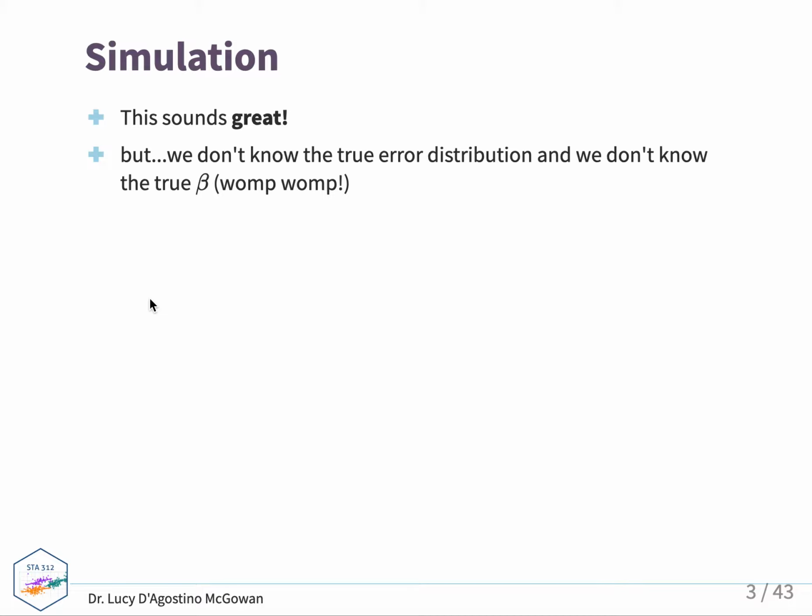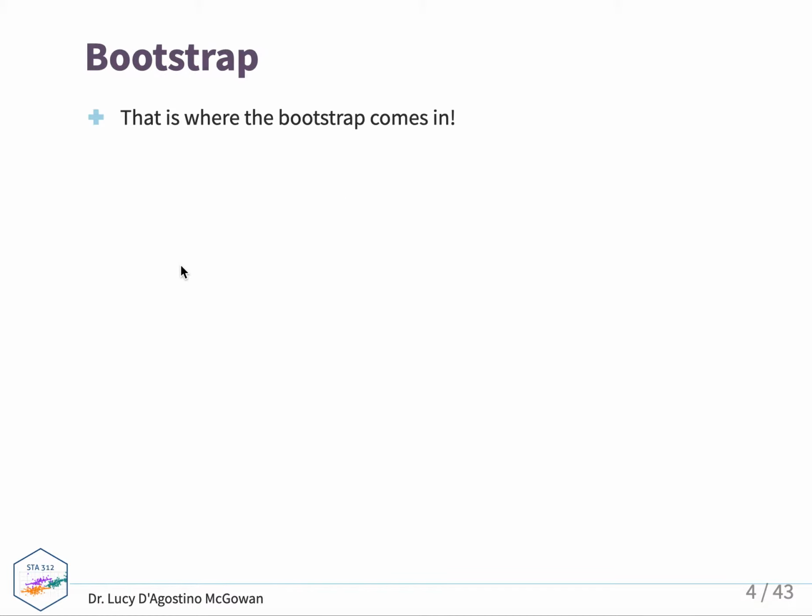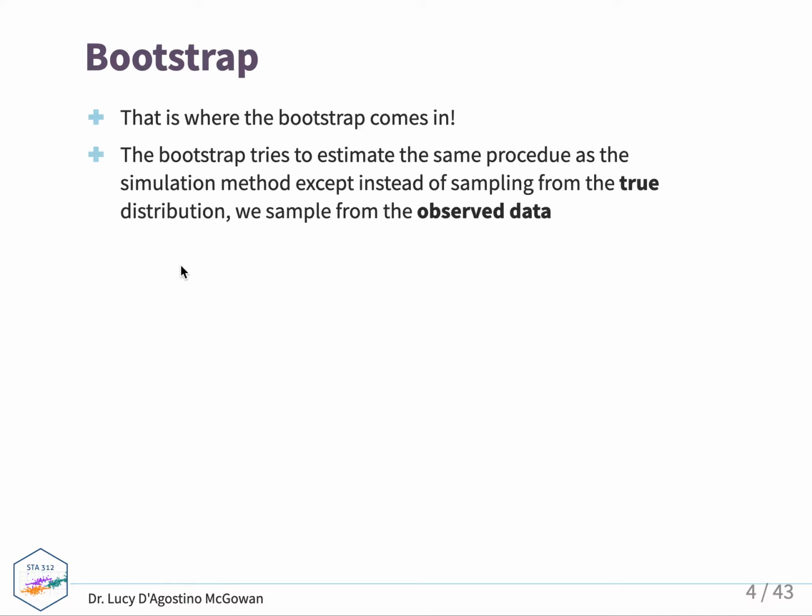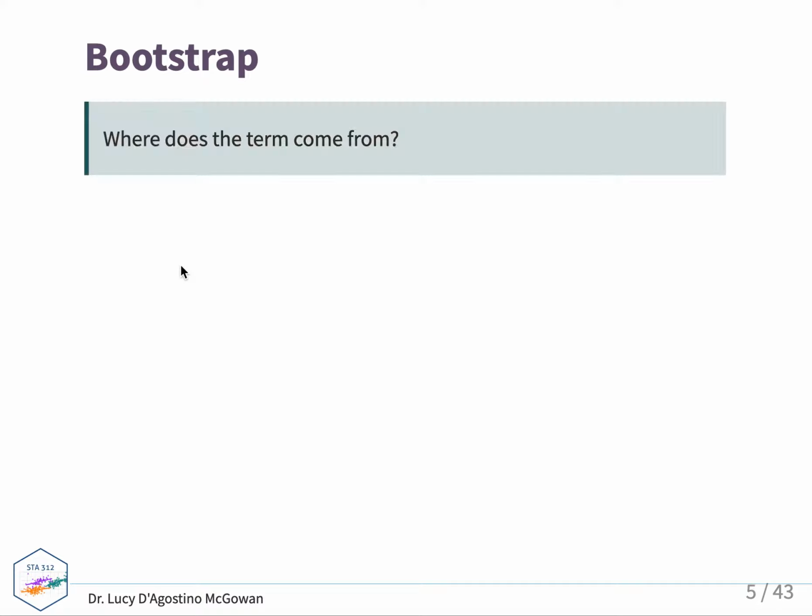that would be necessary if we wanted to do this simulation method. We don't know the true error distribution, and we also don't know the true beta. Womp womp. So this simulation method, while it sounds really good, is not feasible when we don't know the truth. And if we did know the truth, then we would just use that. That's where bootstrapping comes in. The bootstrap tries to estimate the same procedure as the simulation method, except instead of sampling from the true distribution, we sample from the observed data.